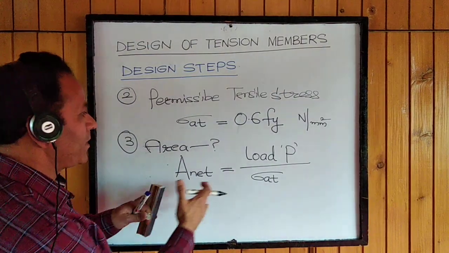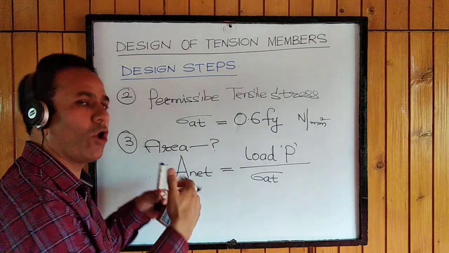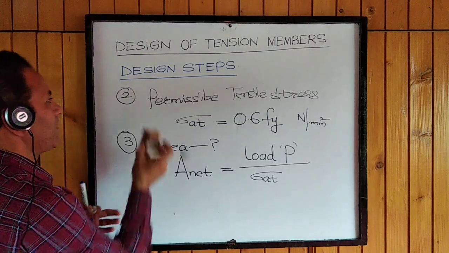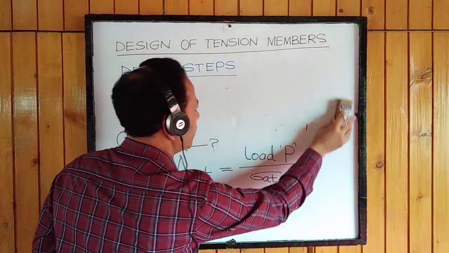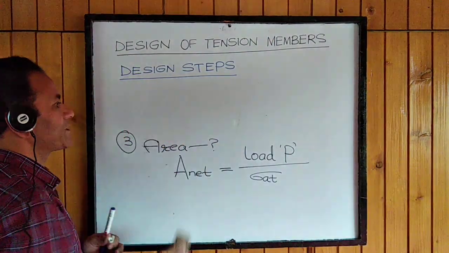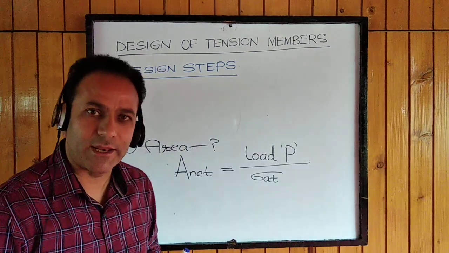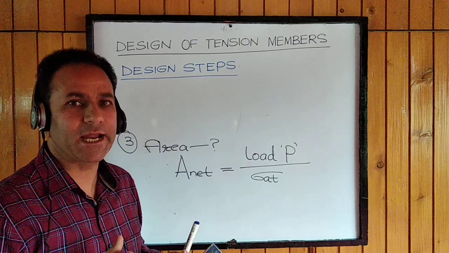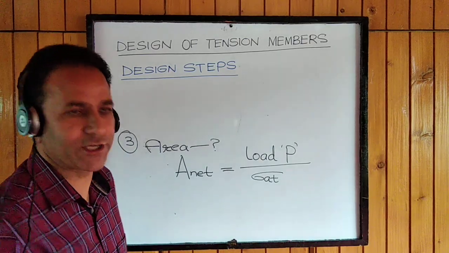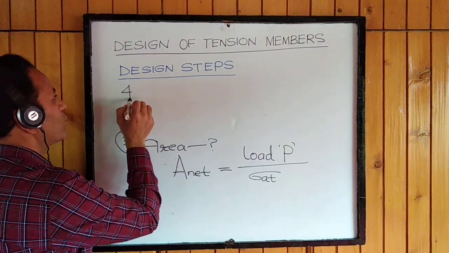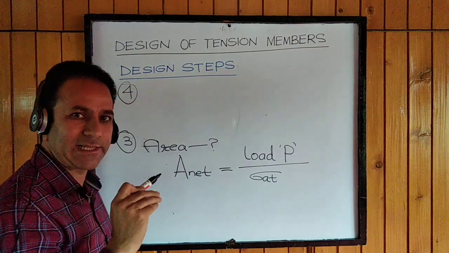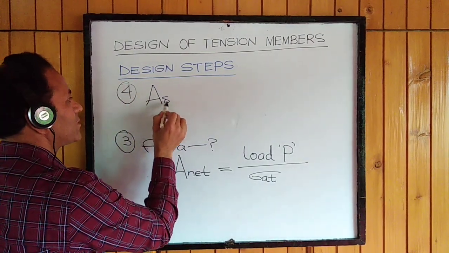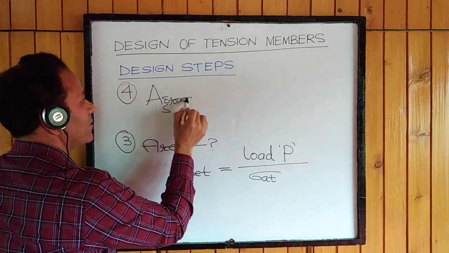The net area should be equal to or more than this required area, then our member will be safe to resist the given load. But steel table does not provide us net area. Steel table always provides us gross area of the member, that is without any sort of deductions. So before we go to the steel table to select a trial section, we calculate the gross area required. So this is A gross.